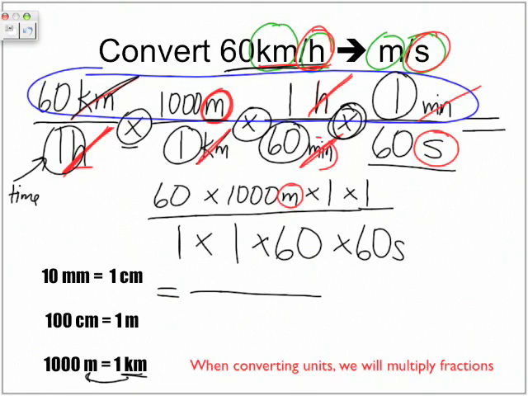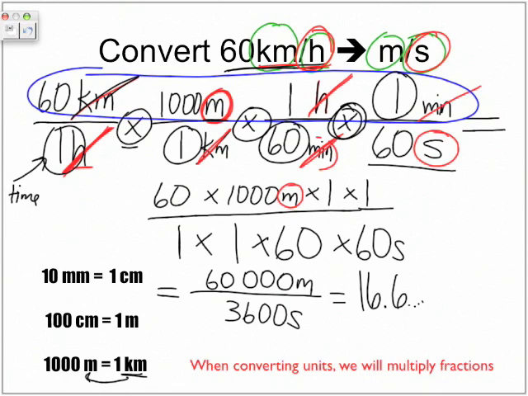So we're going to collect what we have in our numerator. 60 times 1,000 meters times 1 is going to give me 60,000 meters. Divided by 1 times 60 times 60, which is going to give me 3,600 seconds. So when I divide the two out with our calculator, we're going to get an answer of 16.6, and it's going to keep going, meters per second.